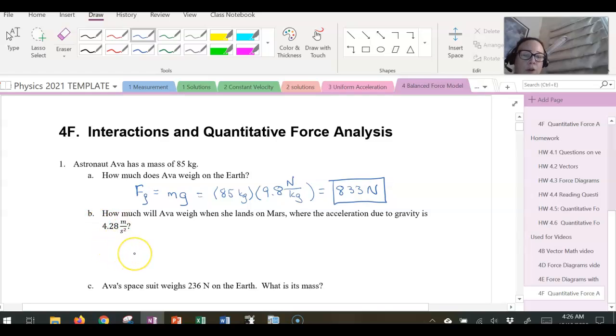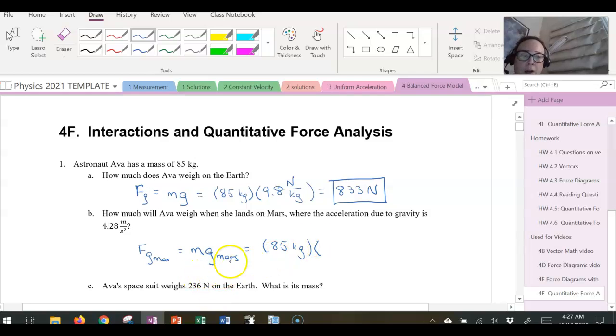Then it says, okay, when Ava goes to Mars, what will she weigh there? When she's on Mars, she's on a smaller planet, and so the acceleration due to gravity is different. She's very far from Earth, and so her new weight will be different than her weight on Earth. Her new weight on Mars will be her mass times the acceleration due to gravity on Mars. And so her mass is the same. Mass is fairly constant no matter where you're located in the universe, but the acceleration due to gravity depends on your location because it really depends on the planet that you are closest to.